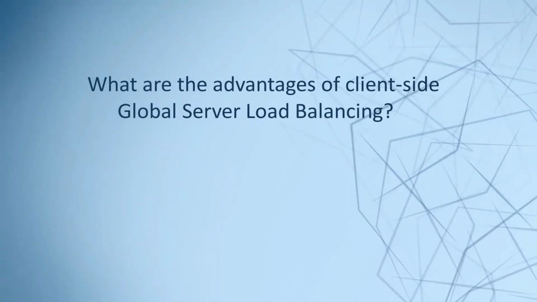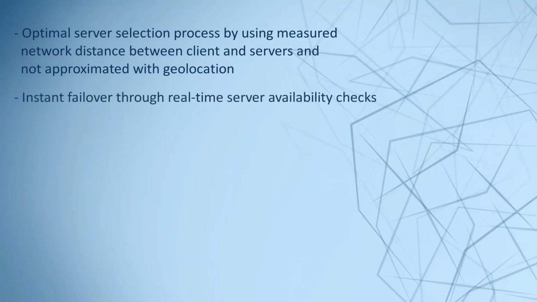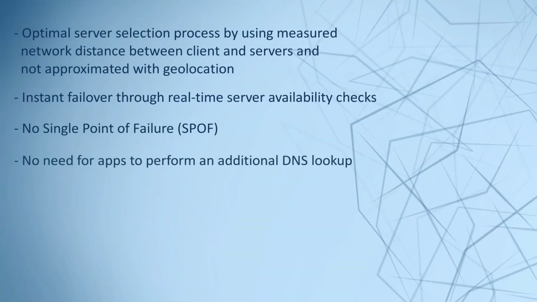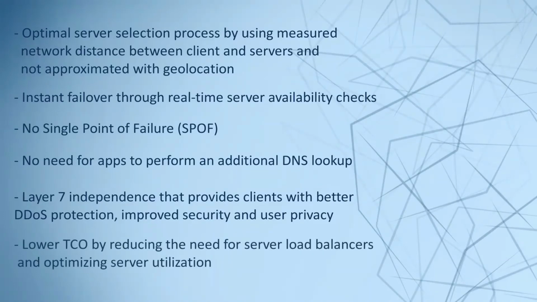What are the advantages of client-side global server load balancing? Optimal server selection process by using measured network distance between client and servers and not approximated with geolocation. Instant failover through real-time server availability checks. No single point of failure. No need for apps to perform an additional DNS lookup. Layer 7 independence that provides clients with better DDoS protection, improved security, and user privacy. Lower total cost of ownership by reducing the need for server load balancers and optimizing server utilization.